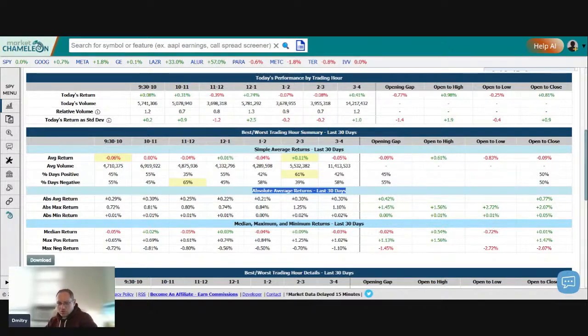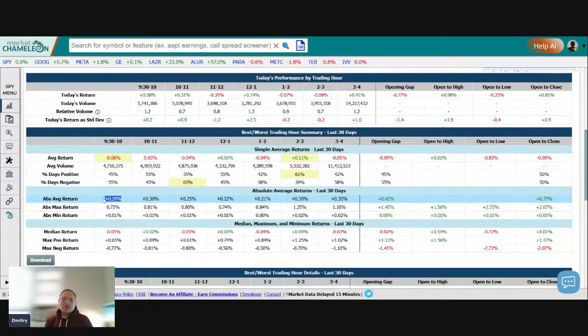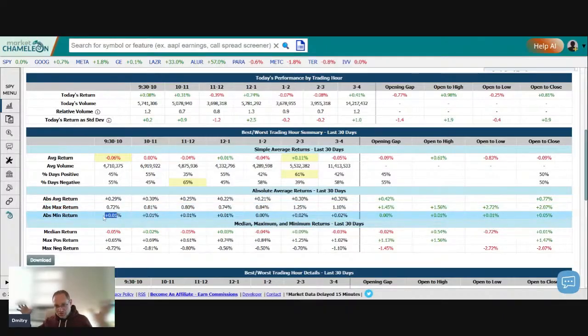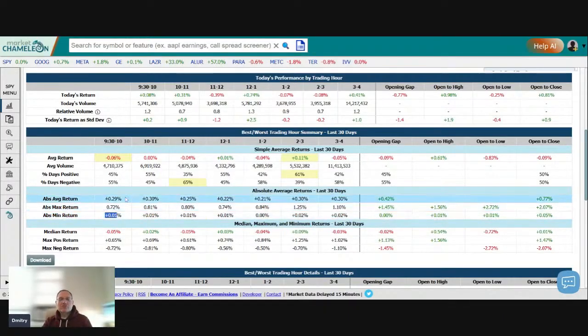And that is important in terms of options trading, because option instruments are based on volatility. So here we could see from 9:30 to 10, the first half hour, we get about an average move of 0.29%, with a max move of 0.72% and a min move of 0.1%. So we get to see the high and low range of the potential movement in either direction, and the average. So we could compare that for each hour.